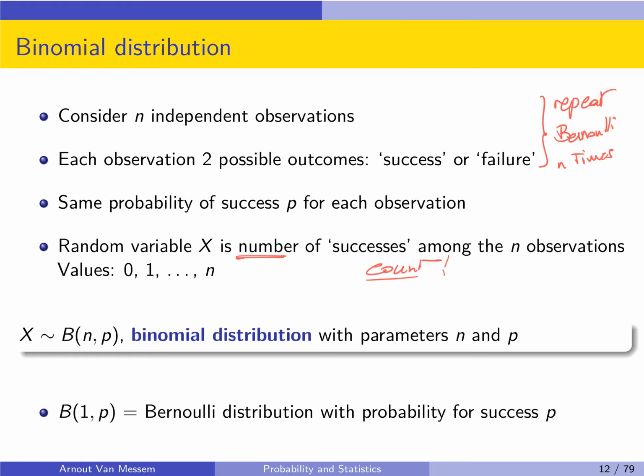A binomial distribution will be associated with two parameters. A parameter n, which indicates how many independent observations you will have. So how often do I repeat the experiment? And a parameter p, which gives you the probability for success. So you always give the probability for success, not the probability for failure. And then a binomial distribution is indicated as b, so the b for binomial, with parameters n and p. And then trivially, the Bernoulli distribution will be a special case of the binomial distribution with just one single experiment. So a Bernoulli distribution is a binomial distribution where n is equal to 1.